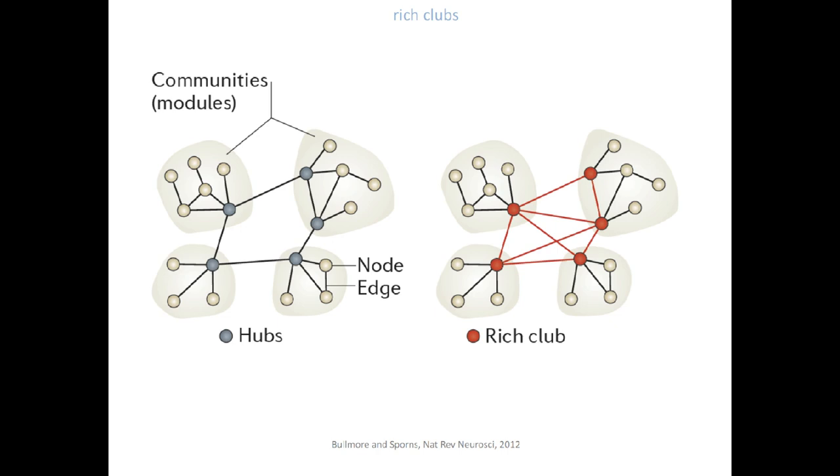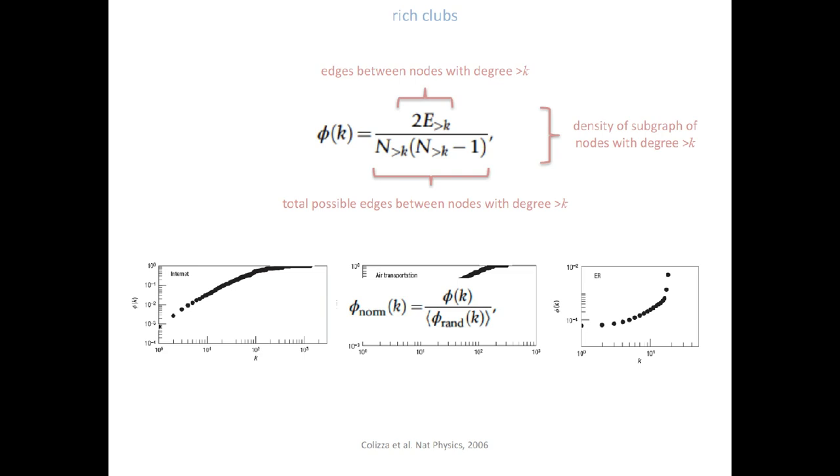So you can think about this in terms of, say, the CEOs of Fortune 500 companies doing a lot of business with each other, Hollywood actors being more likely to date each other. You can think about this in lots of different contexts. But in the network context, we define richness traditionally in terms of degree, and we look at the connectivity between them. So this is how we define what's called the rich club coefficient.